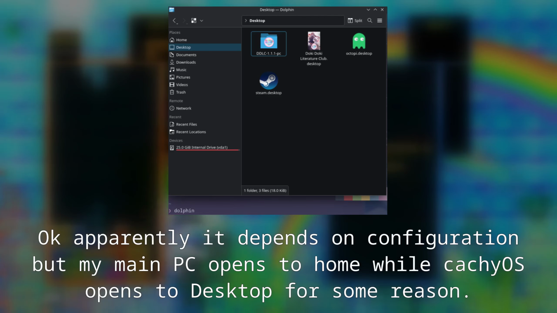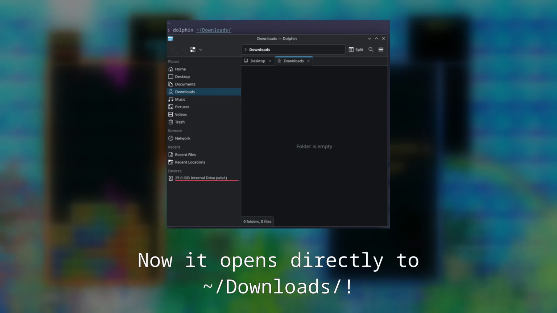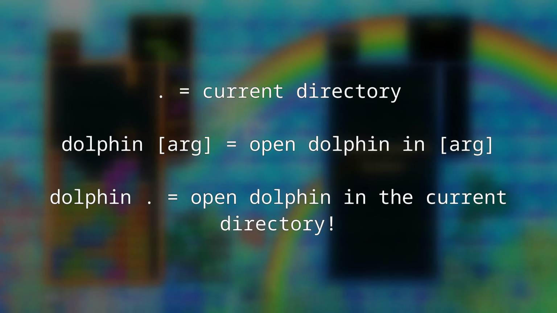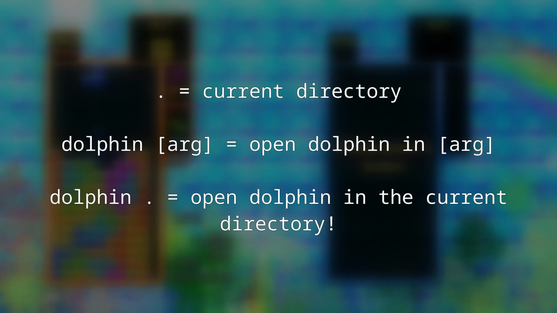But the real power is being able to add arguments to it. Let's take Dolphin, our file manager, for example. If you just type Dolphin, it'll open the home folder, which is expected. But if you do Dolphin, then enter a directory path afterwards, it'll open directly to that folder. Finally, we can combine our knowledge of what just one dot means in the terminal to do Dolphin dot. That command will open Dolphin to wherever we are in the terminal.